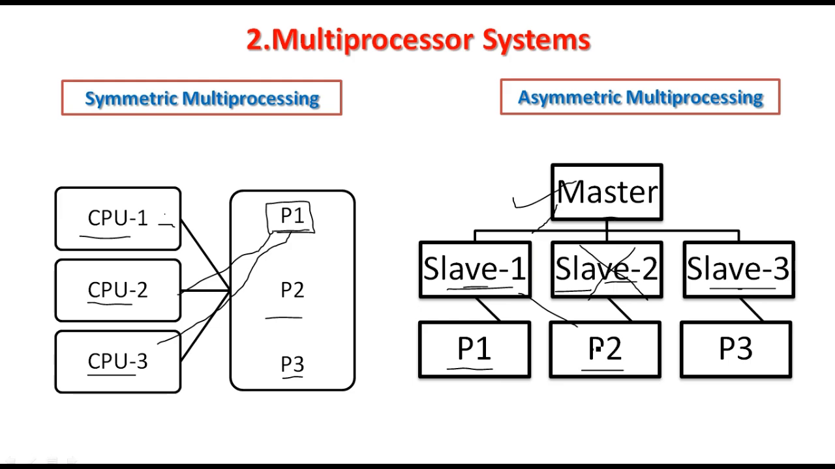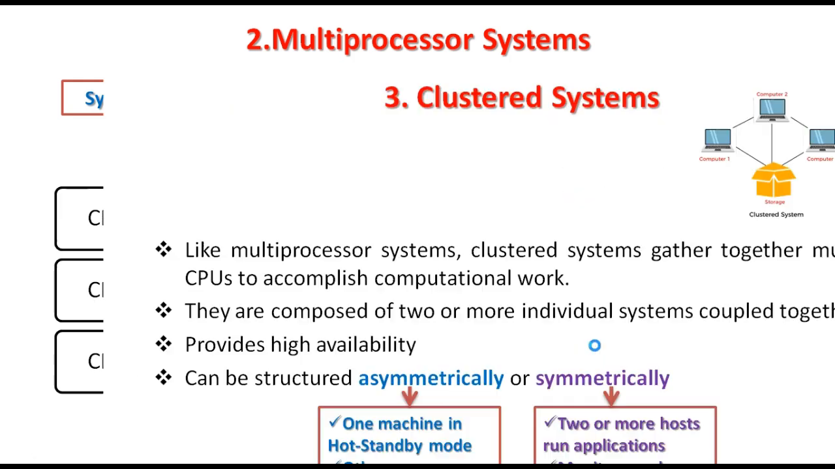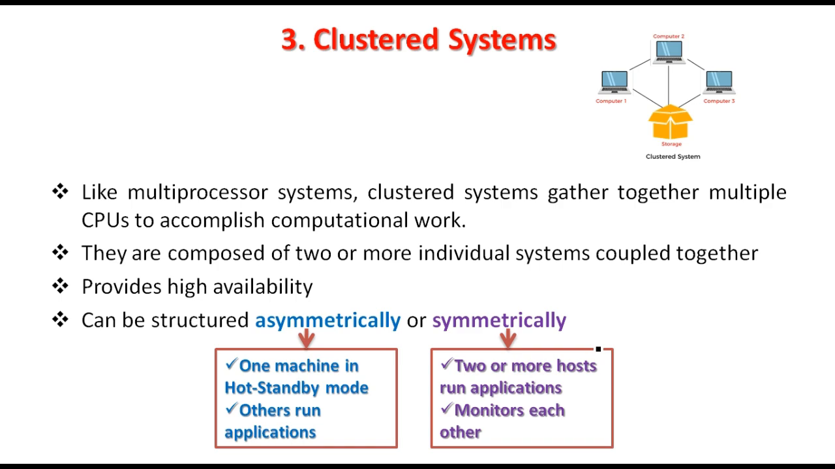Right. So coming to the third category, or the third type, which is the clustered systems. Like multiprocessor systems, clustered systems gather together multiple CPUs to accomplish computational work. Meaning, in this, what happens? A cluster system gathers together multiple CPUs.